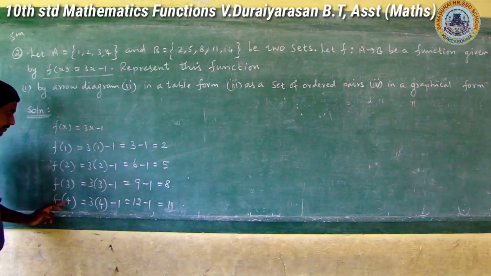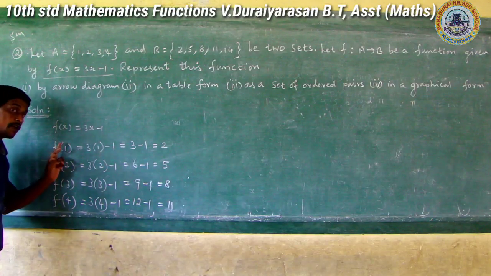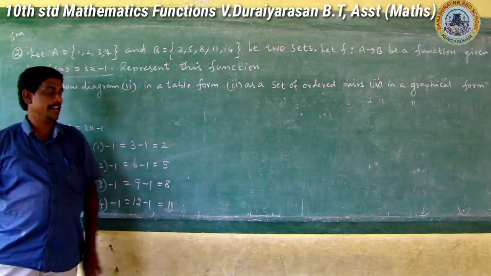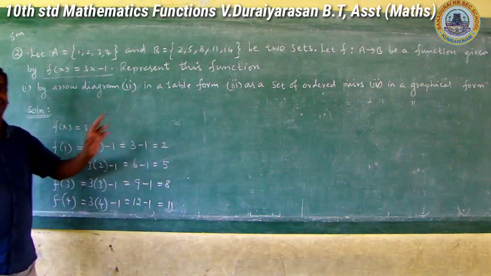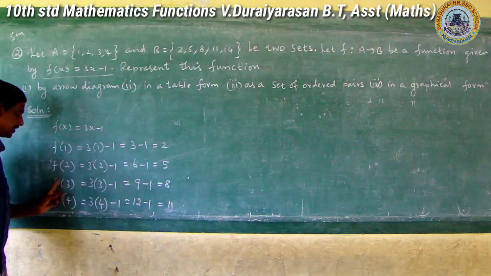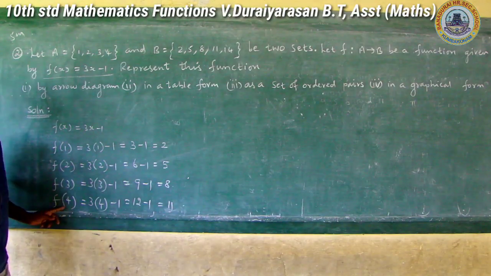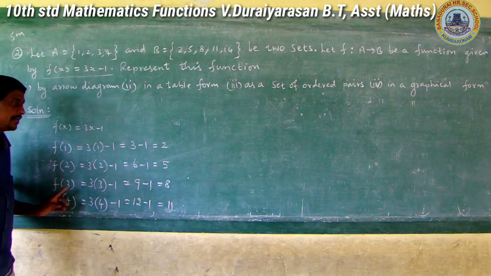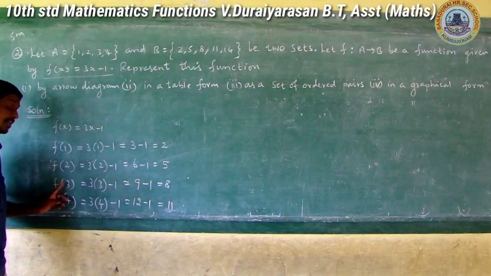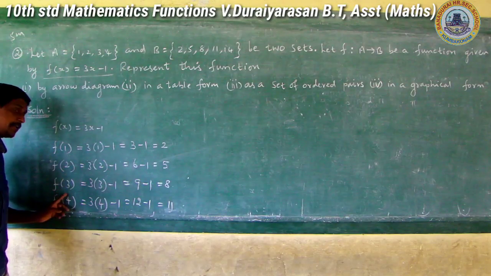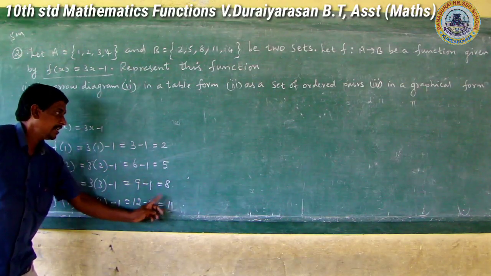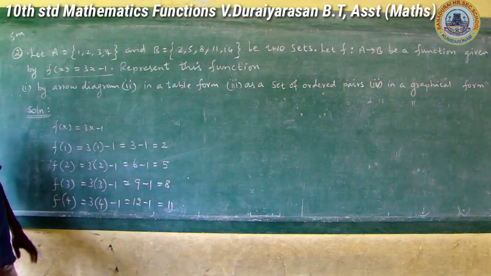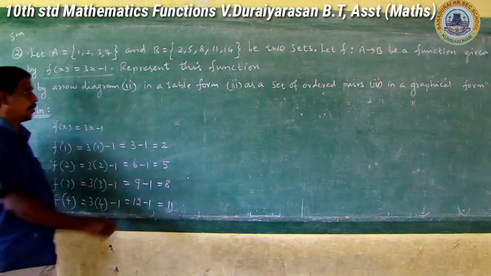The numbers 1, 2, 3, 4 are pre-images. 2, 5, 8 and 11 are called images. So this is the domain, this is the codomain. This is pre-image, this is image. The 2, 5, 8, 11 is also known as range. Okay, first question by arrow diagram.